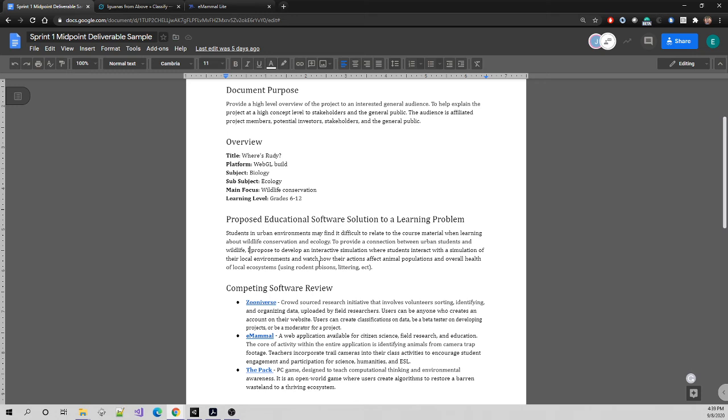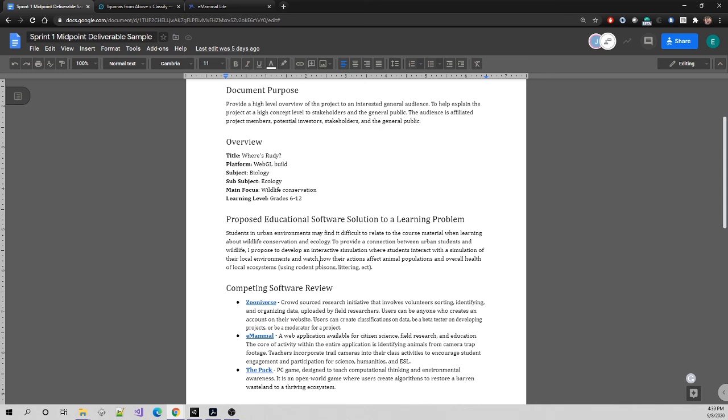So we hope to educate people who are removed from wildlife about how they're actually impacting it, or already have, in an urban environment. How can we help alleviate those issues in our environment by educating people who are in these urban environments? So that's how we stated the learning problem and how we proposed a solution. We're in a highly developed nation. We have a lot of large urban environments.